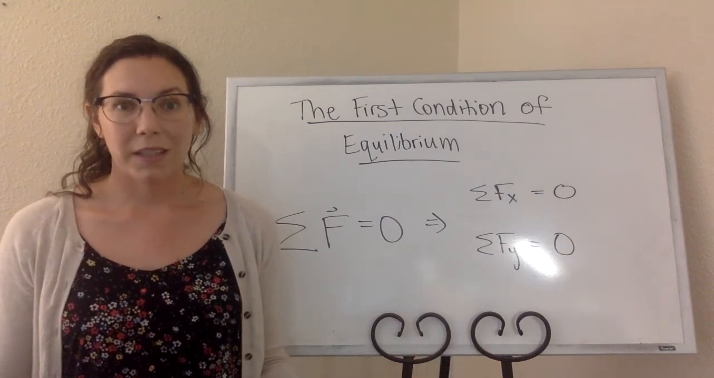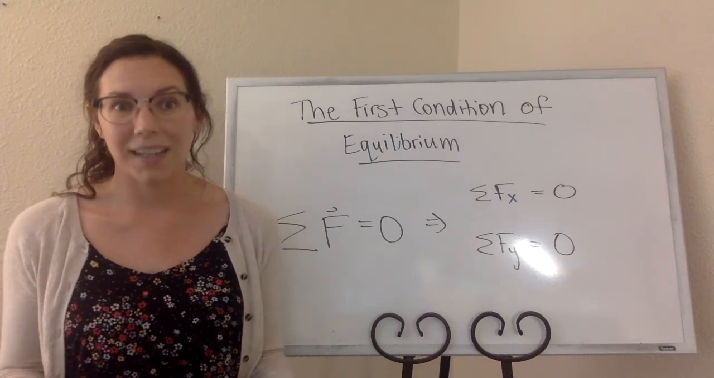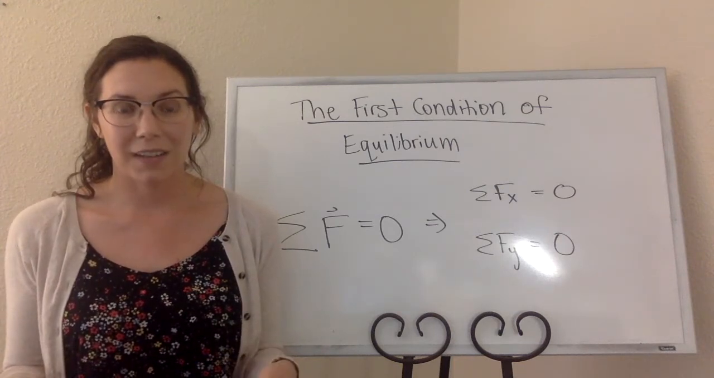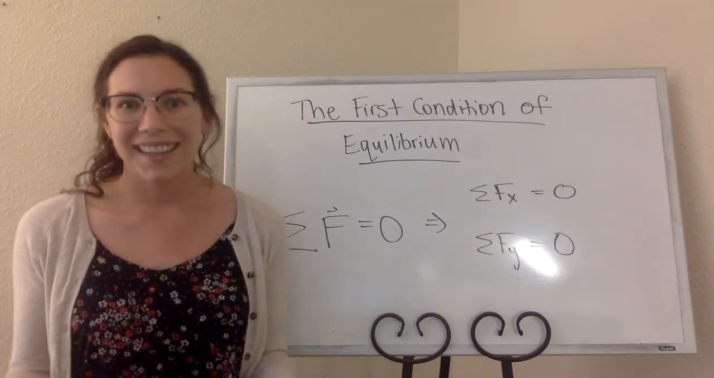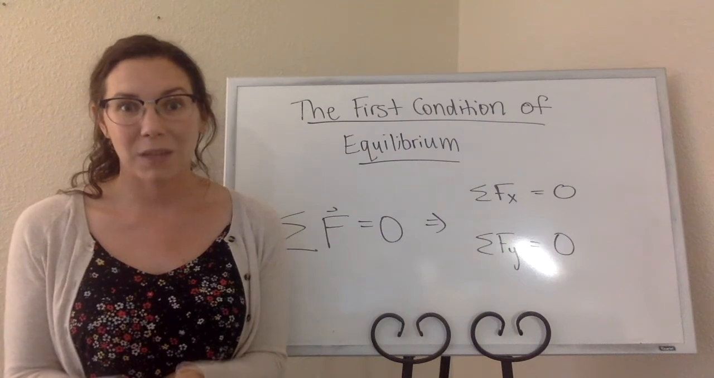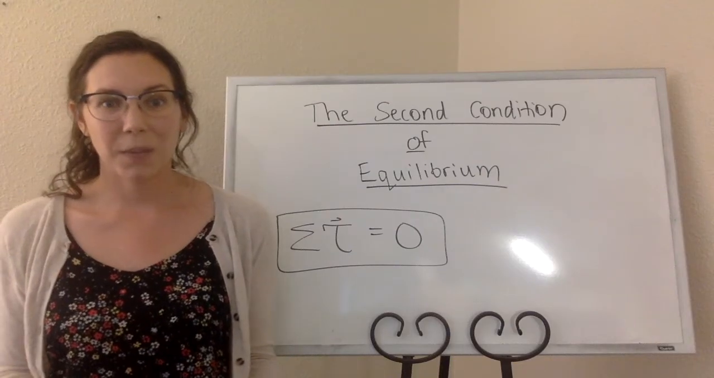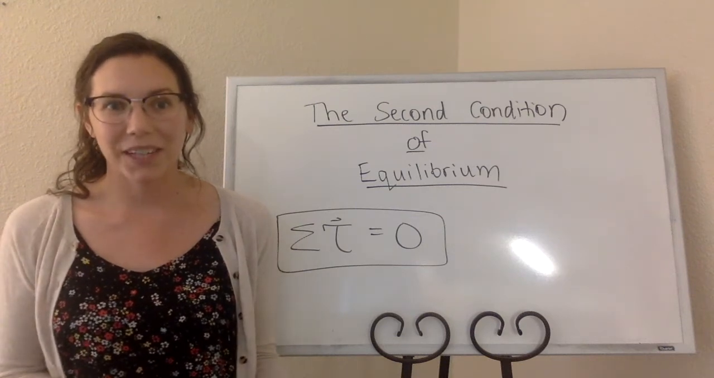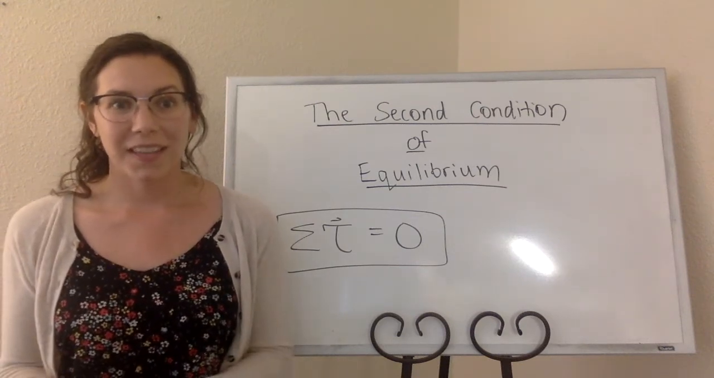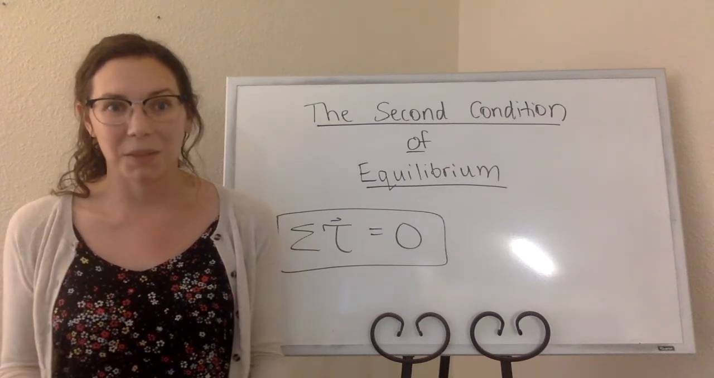Now that we're considering rotational motion, in order to ensure that the object is not rotating, when we have forces that are non-concentric, meaning that their lines of action act at different points of the rigid body, then we need to apply the second condition of equilibrium as well. The second condition of equilibrium says that the net torque acting on the object is also equal to zero. This ensures that there's no angular acceleration of the object, so the object is in equilibrium.